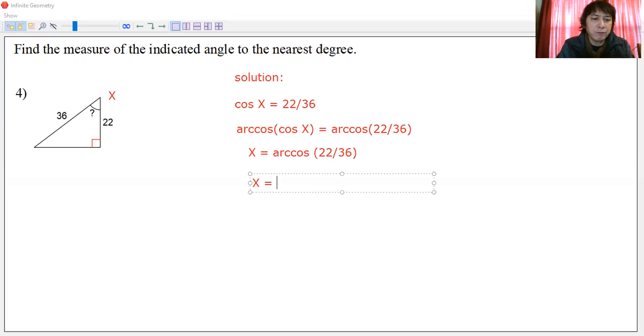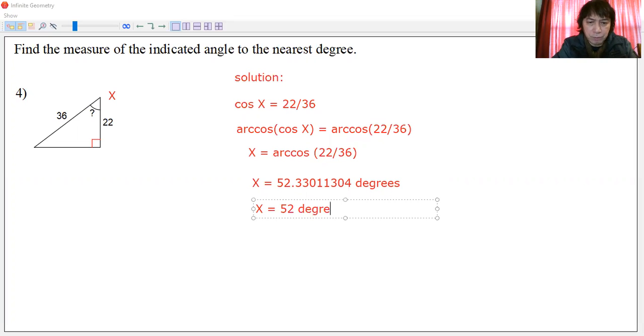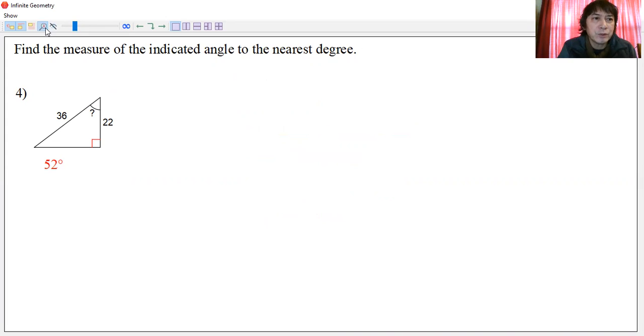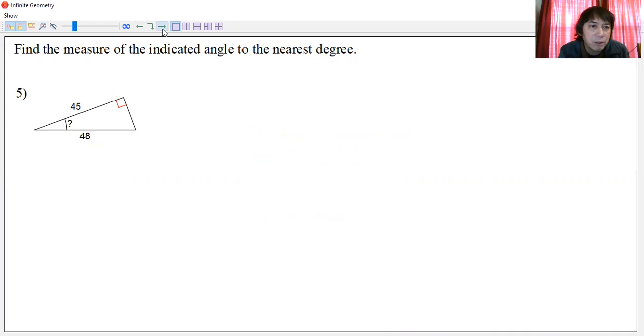All right, we have something like 52.33, 0.011304. And this will be in degrees. Next, we will round it to the nearest degree. So our angle X is just 52 degrees. There. And so this will now be verified by the computer's answer. Yes, it's 52 degrees. Okay, let's continue with number 5. Here is number 5. Find the measure of the indicated angle to the nearest degree.